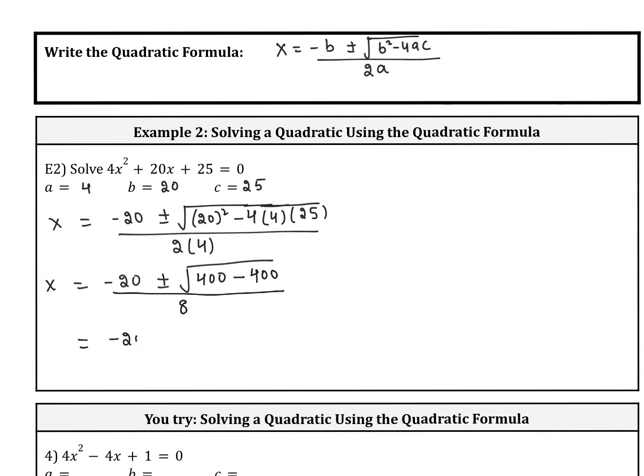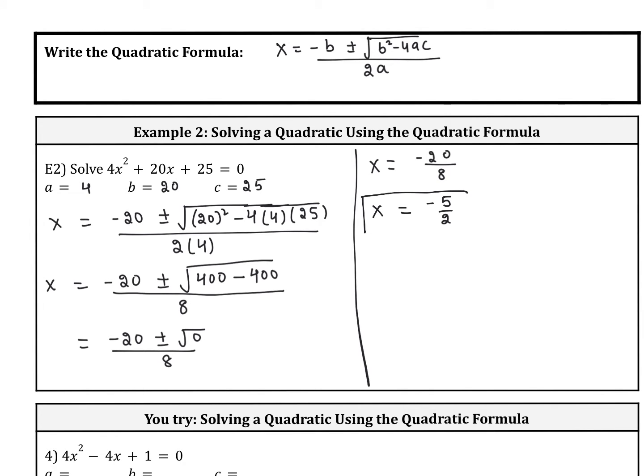So you got here negative 20 plus or minus square root 0 over 8, and you're going to have negative 20 divided by 8, because plus 0 of anything is just that number. You have here one solution, and that's going to be negative 5 over 2. So that gives you one real solution.